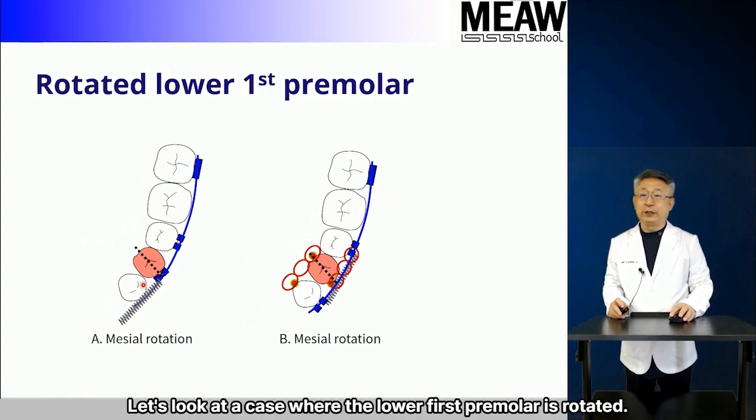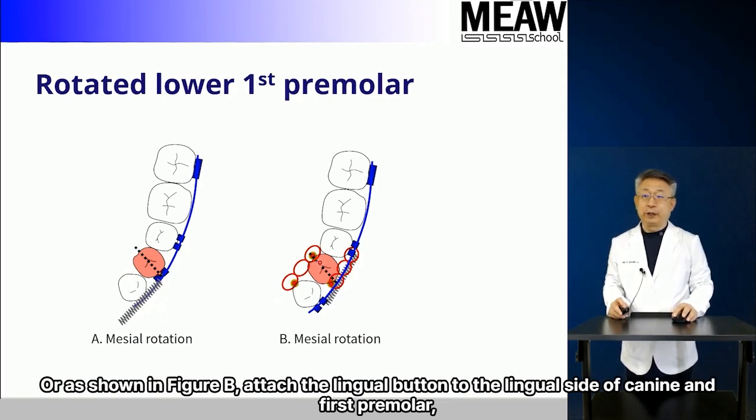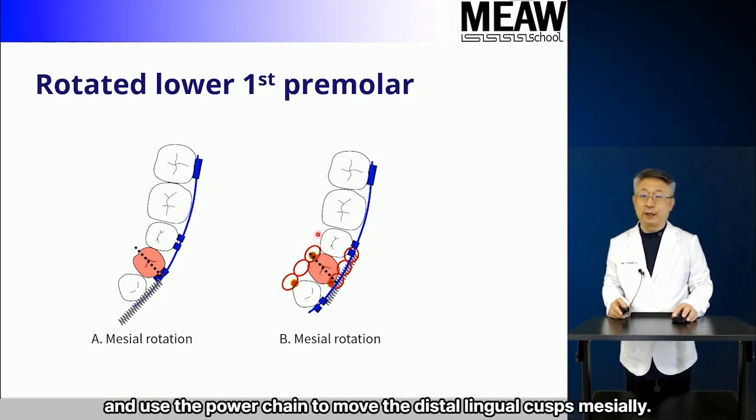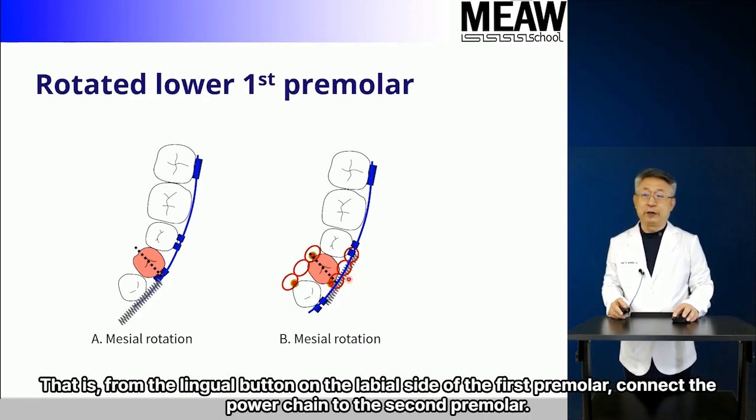Let's look at a case where the lower first premolar is rotated. In the case of mesial rotation, use an open coil spring without attaching a bracket to the canine as shown in Figure A. Or as shown in Figure B, attach the lingual button to the lingual side of the canine and first premolar, and use the power chain to move the distal lingual cusps mesially. At this time, apply a couple force system to move the labial side of the first premolar distally. That is, from the lingual button on the labial side of the first premolar, connect the power chain to the second premolar.